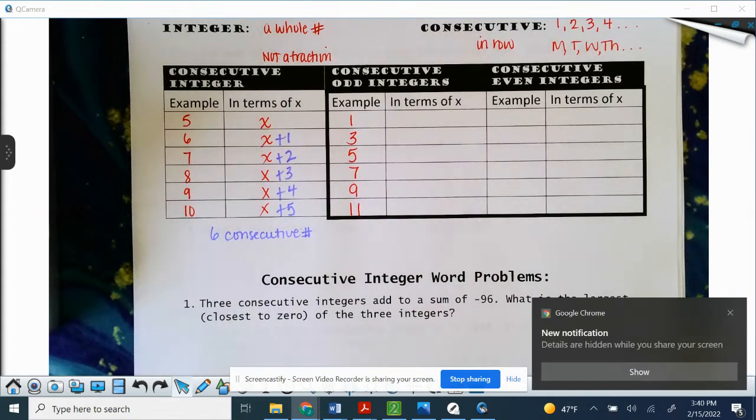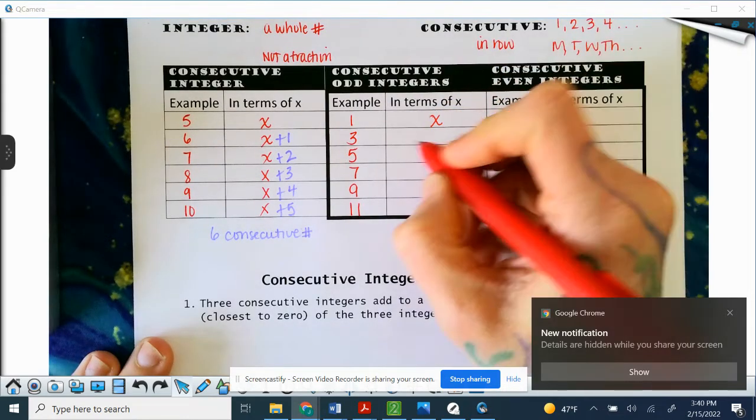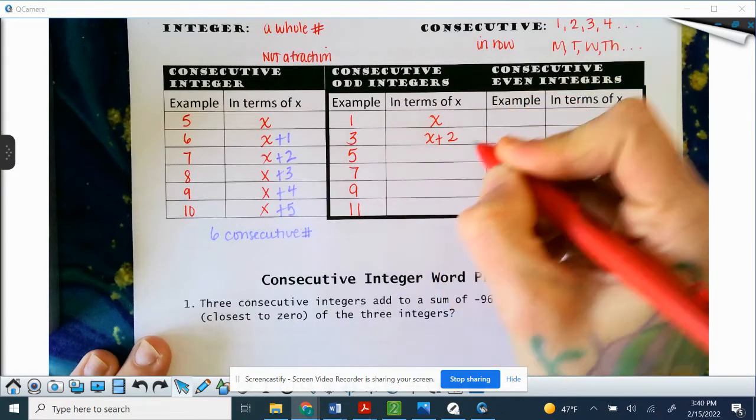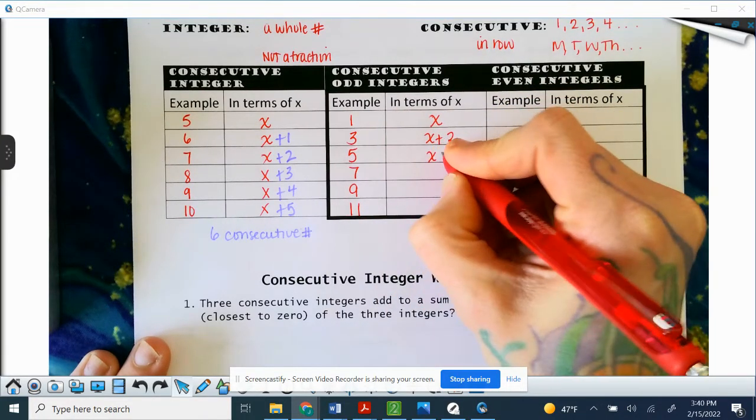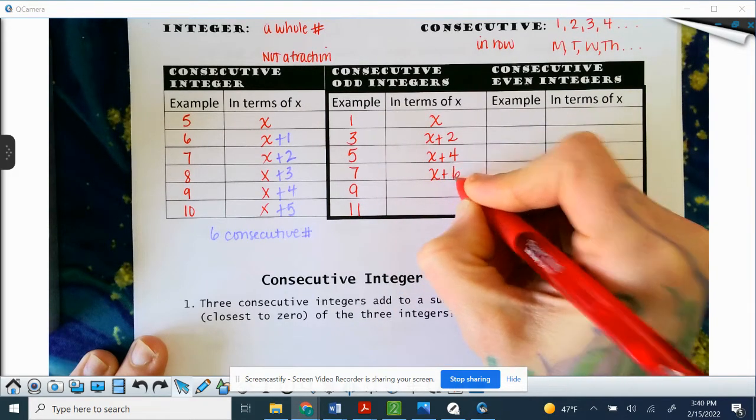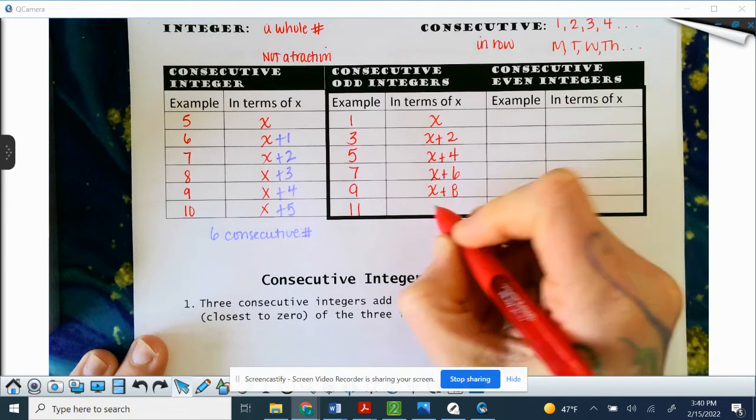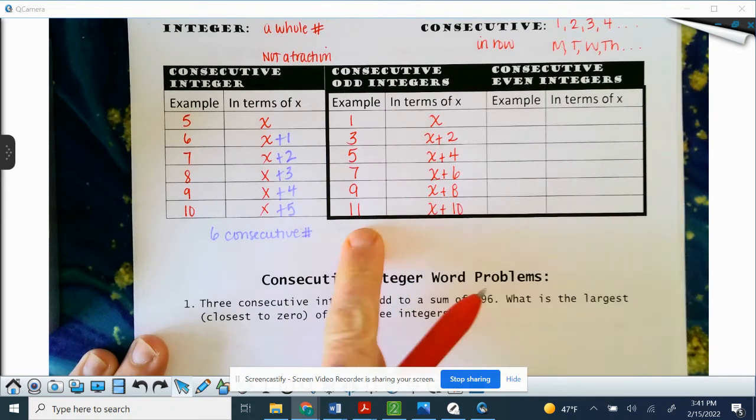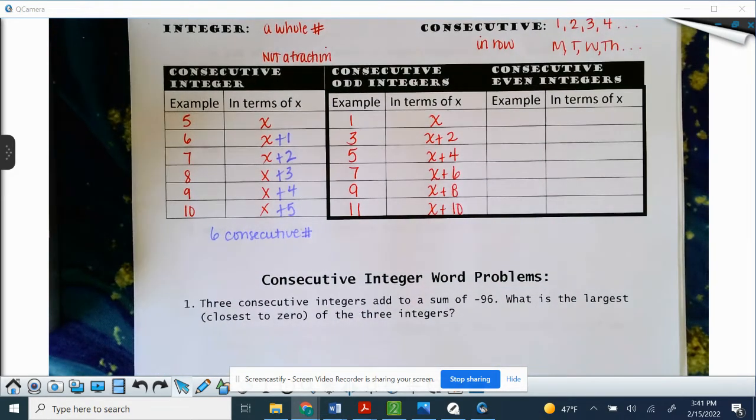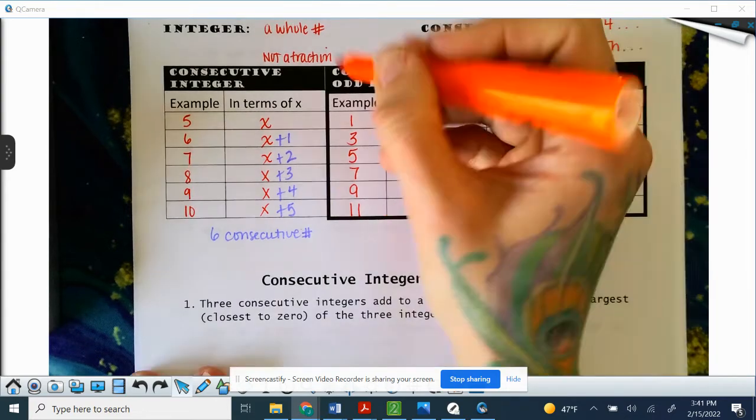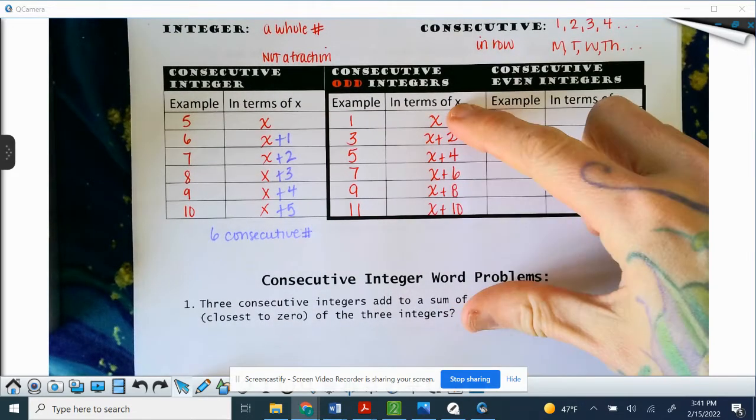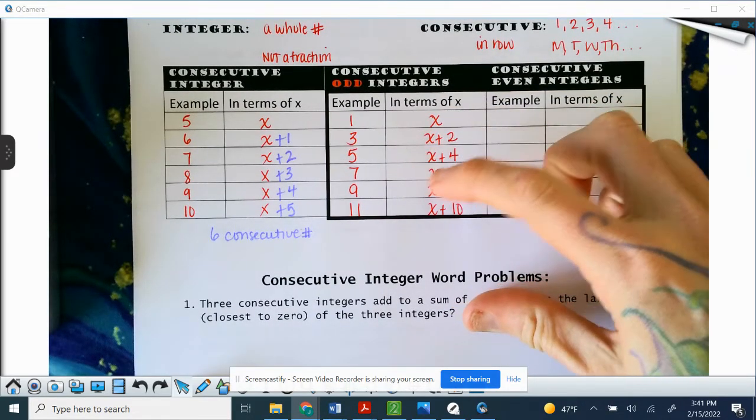So the first one is going to be x. And then with the 3, from 1 to 3, we added 2. And then from 1 to 5, we added 4. From 1 to 7, we added 6. And then we added 8. And then we added 10 to get to 11. So it's 2, 4, 6, 8, 10 is what we're adding. Even though, hear me out, even though it says we are solving for odd integers, right? We're still adding in terms of x. It's x, x plus 2, x plus 4, x plus 6, x plus 8, x plus 10.